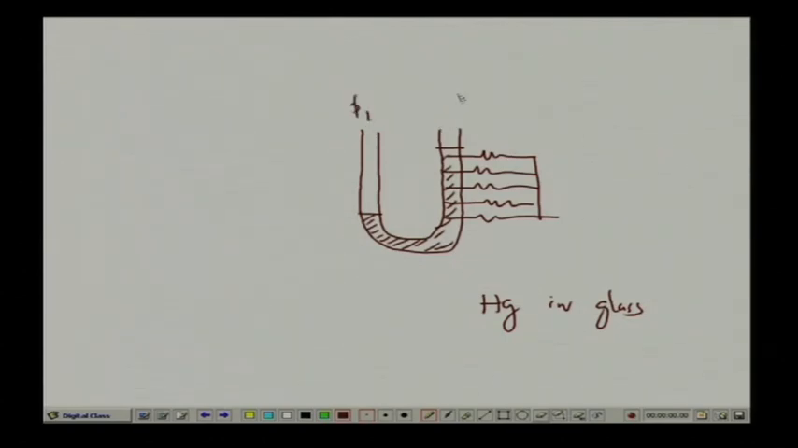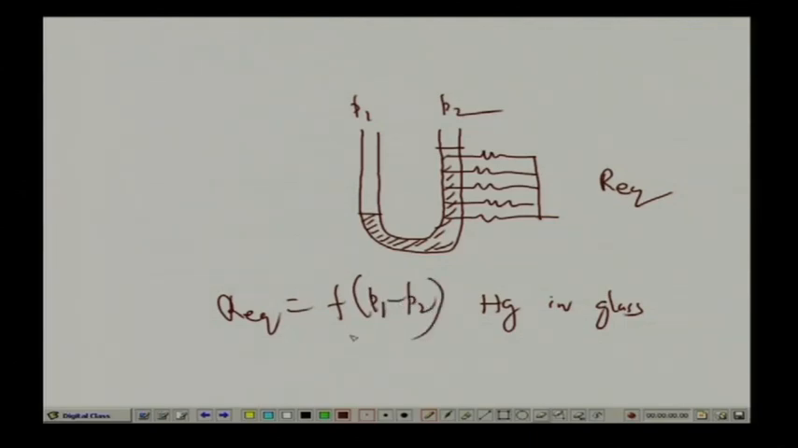Suppose this is P1, P2. So, this change of resistance, this R equivalent, I should say, will be a function of P1 minus P2. So, that can be utilized to get an unbalanced voltage if I put it in a bridge circuit. So, that can be utilized to get the unbalanced voltage as the output. So, that can be calibrated in terms of pressure.